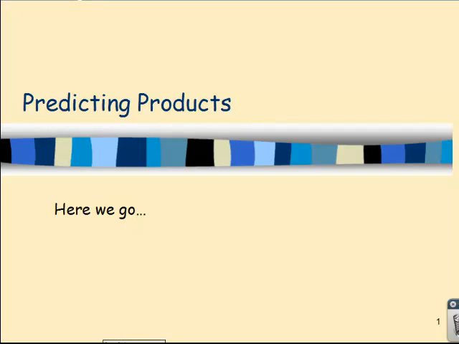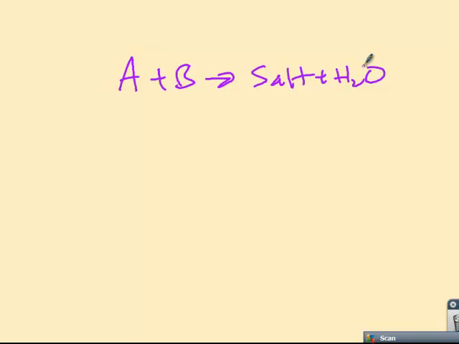All right, so here we go for predicting chemical products of a chemical reaction. So we're going to expand on what we did for our last test. On the last test, I gave you an acid plus a base yields a salt plus water. And we just kind of memorized, but we did follow a pattern.